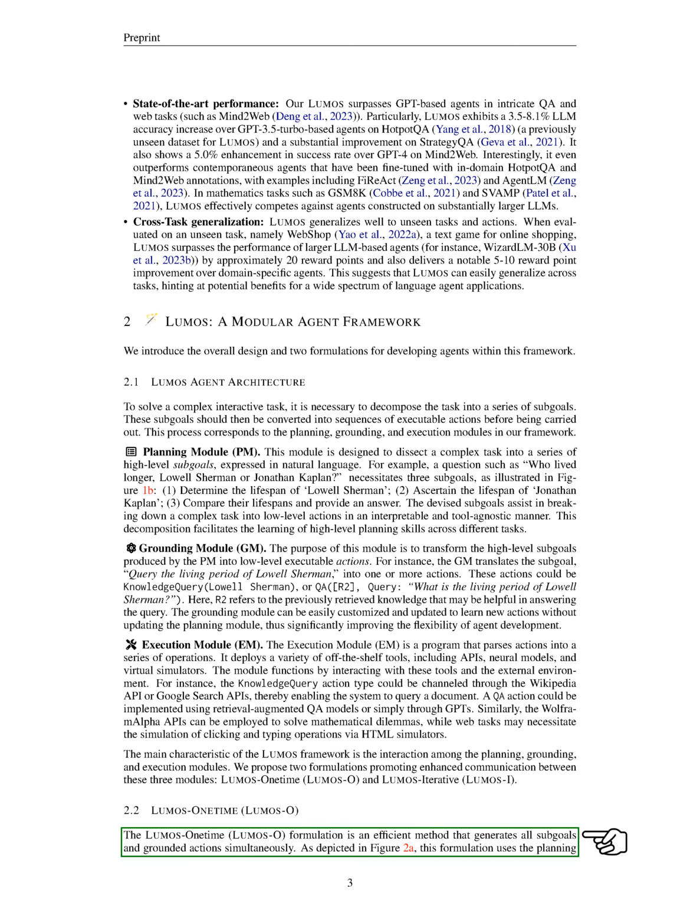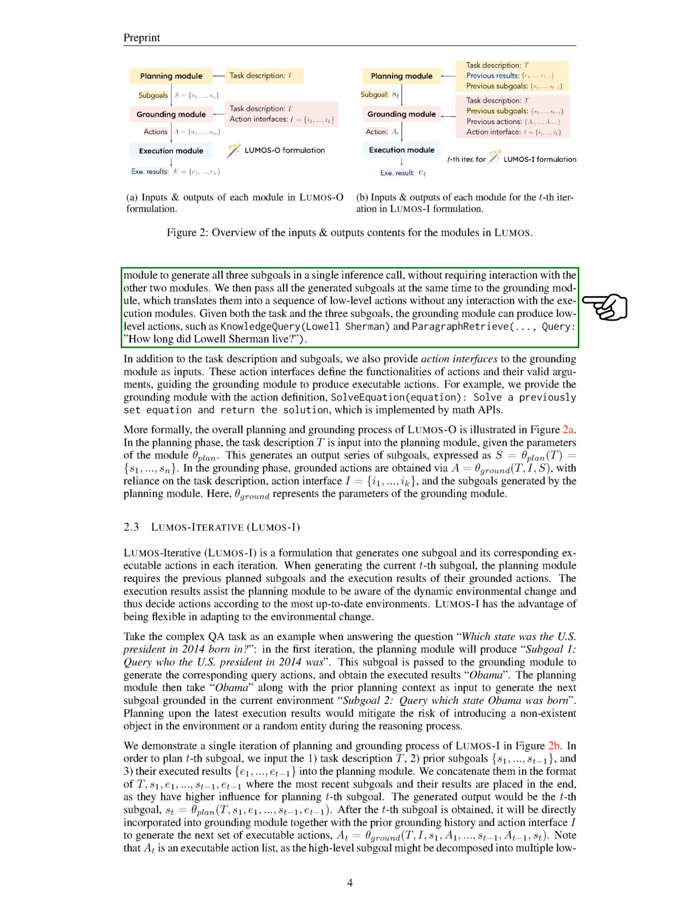LUMOS One-Time, LUMOS O, is a highly efficient method that generates all subgoals and their corresponding actions at once. In this version, the planning module generates all subgoals in a single step, without needing to interact with the other modules. These subgoals are then passed to the grounding module, which translates them into a series of actions.